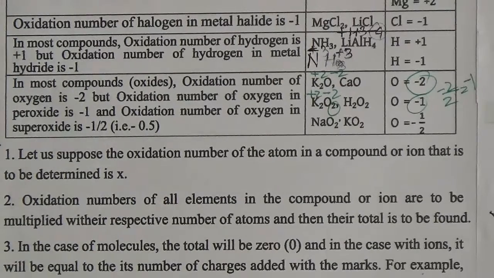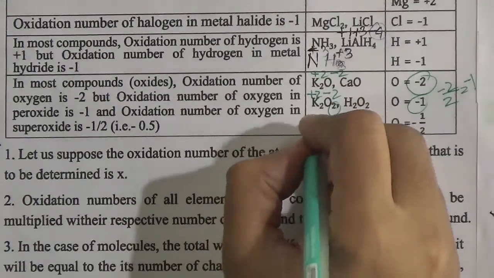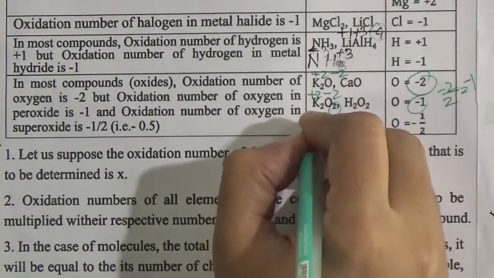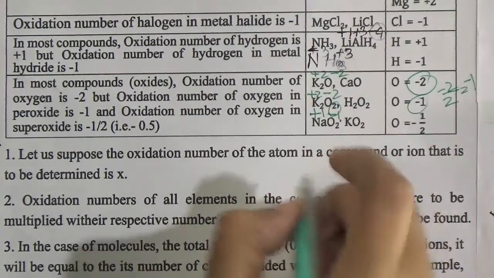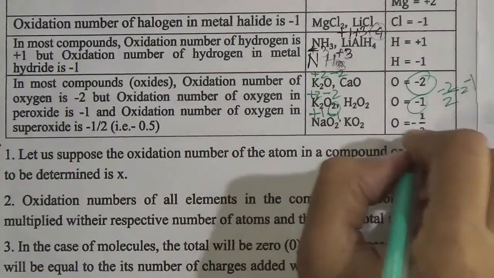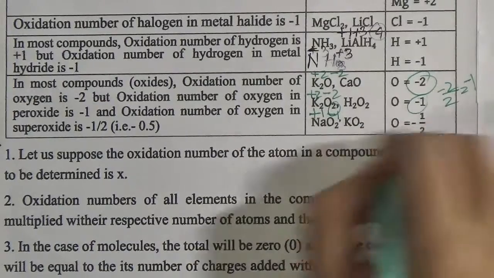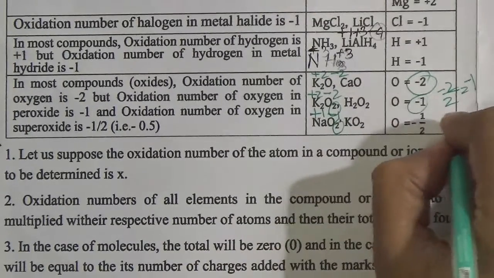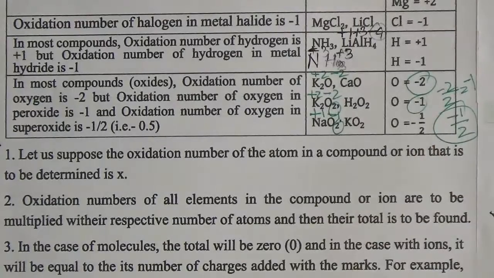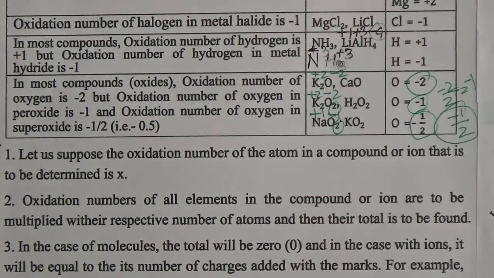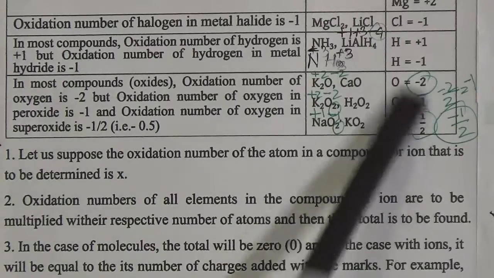Now come to superoxide. This is sodium superoxide, and in superoxide here sodium is +1, so here will be -1. Since there are 2 oxygen atoms, -1 divided by 2 is -half. So in superoxide the oxidation number of oxygen is -half. You have to remember that.